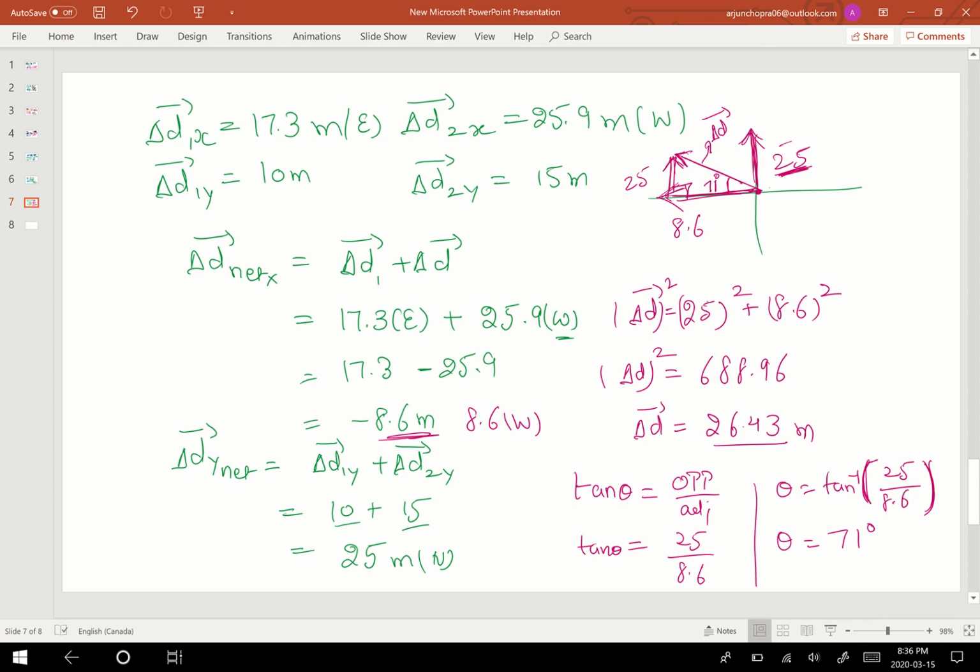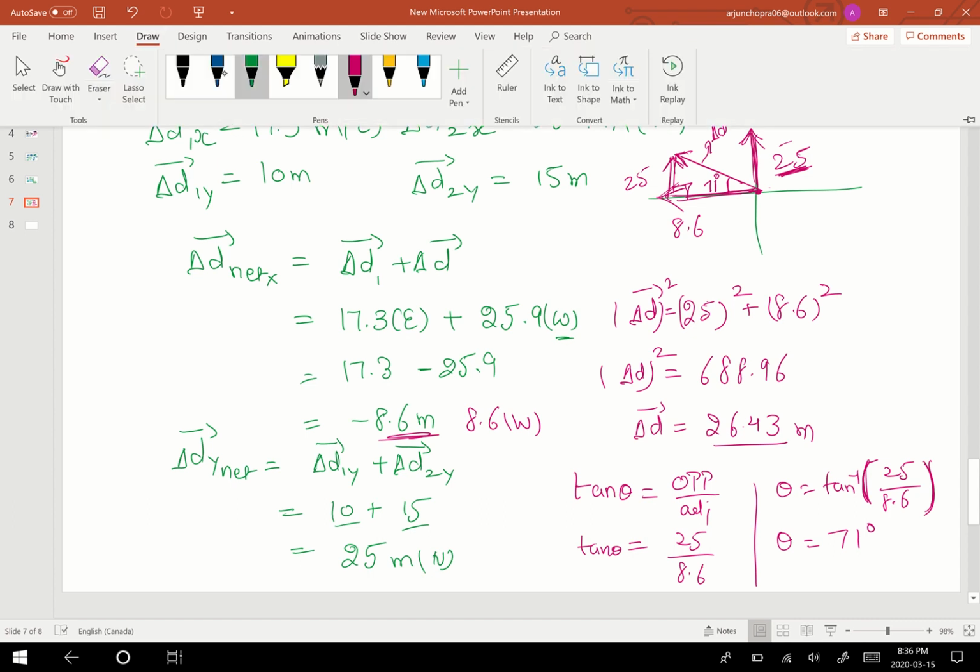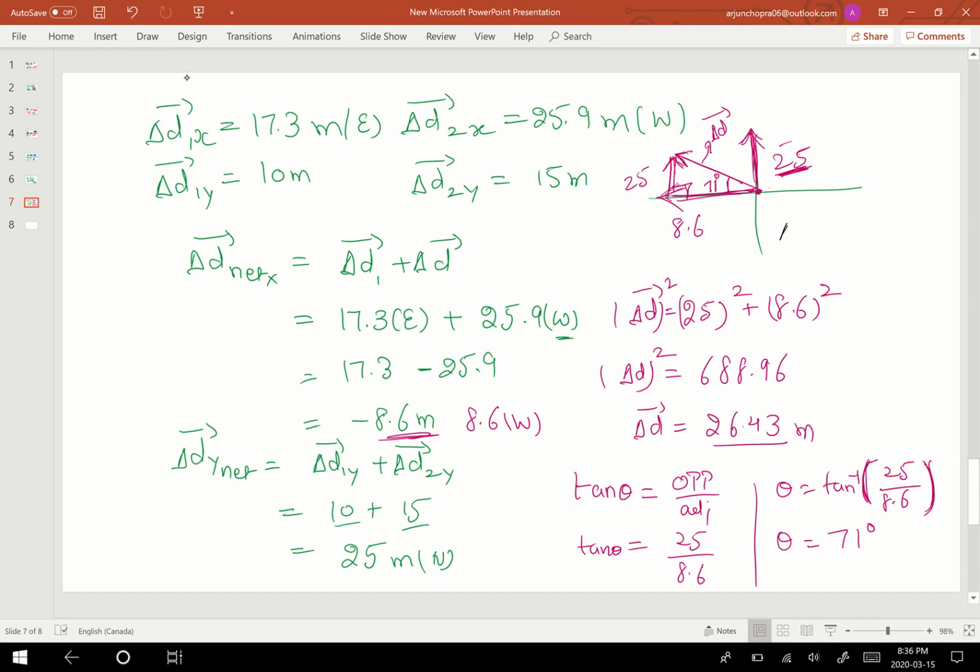So I can write my final value as delta D equal to 26.43 at an angle of 71 degrees. It will be north of west. That will be my final answer. So hopefully you were able to understand how to solve the 2D vectors using the component method.